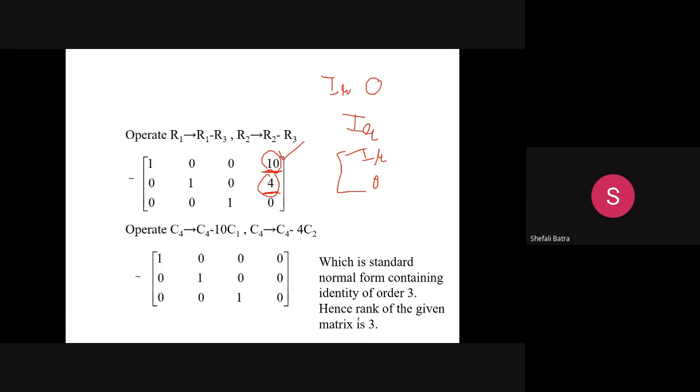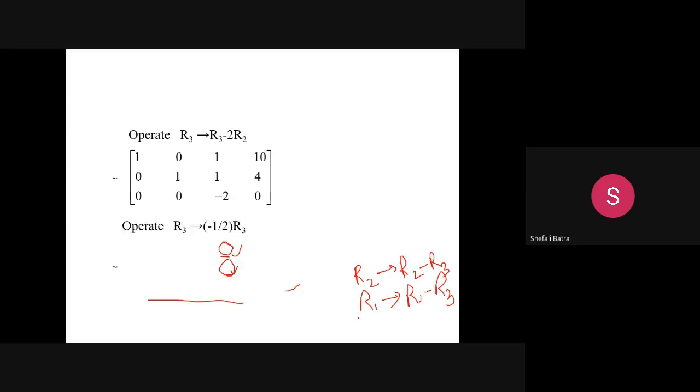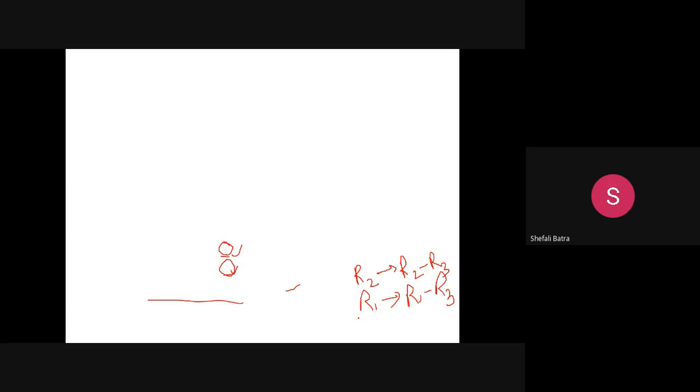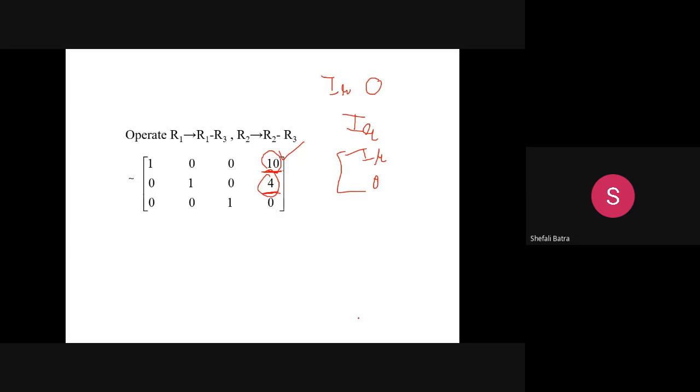Normal form means you need to convert the given matrix in the form of identity matrix. Order may be same or less. That depends upon your calculations, right? So you need to make given matrix into identity matrix using elementary row operation as well as column operation. When I'm saying elementary operation, it means you can use row operation as well as column operation.